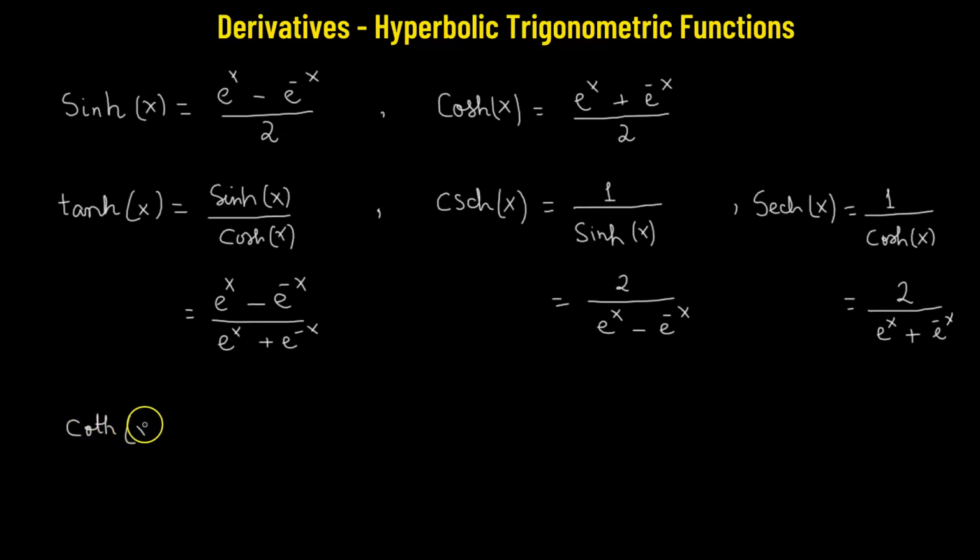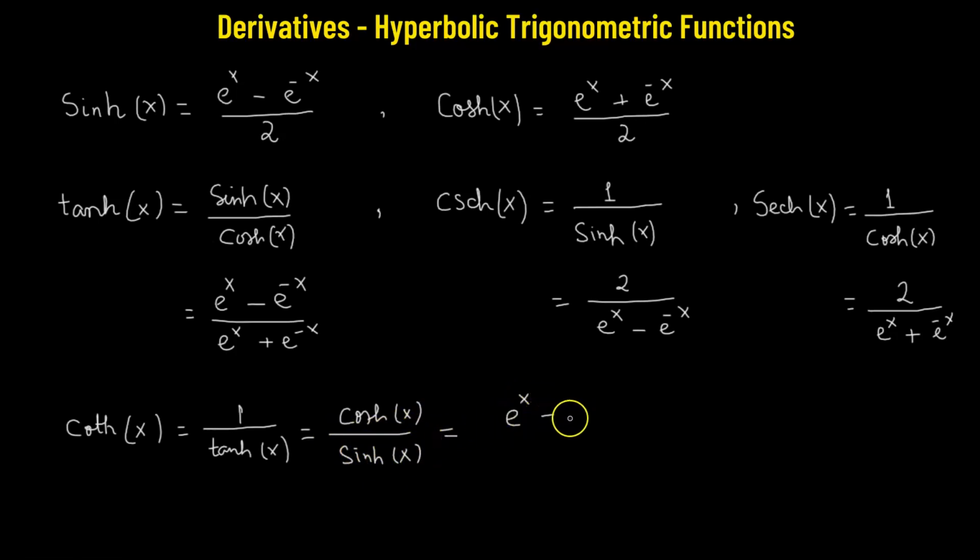The cotangent hyperbolic function, there are two ways to define it. It could be either the reciprocal of the tangent hyperbolic function or simply the ratio of the cosine hyperbolic x to the sine hyperbolic function. And this is simply e raised to the power of x plus e raised to the power of negative x, divided by e raised to the power of x minus e raised to the power of negative x. So these are the 6 hyperbolic trigonometric functions.